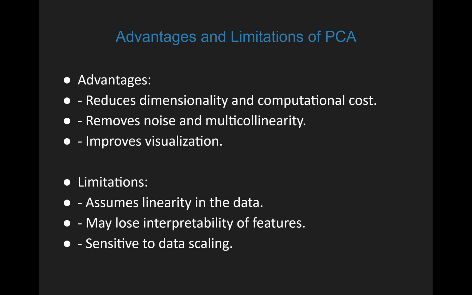Then is variance-based selection. PCA relies on variance as a criterion, which may not always correspond to the most informative features. And then potential oversimplification, which is reducing dimensions too aggressively, which can lead to information loss or reduced model performance.